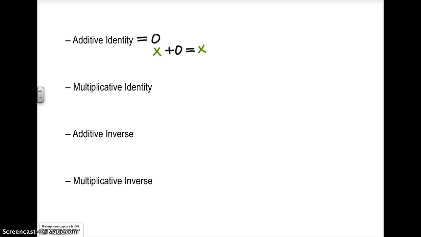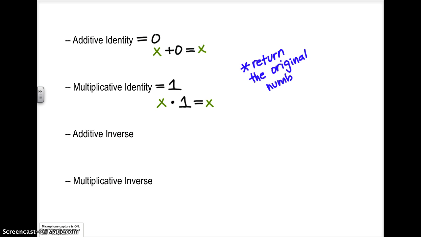The multiplicative identity is 1. Reason being, any number x times 1 will always equal the same number x. So these 2 identities are called identities because the product or the sum is the original number. Okay, so that's the identities.